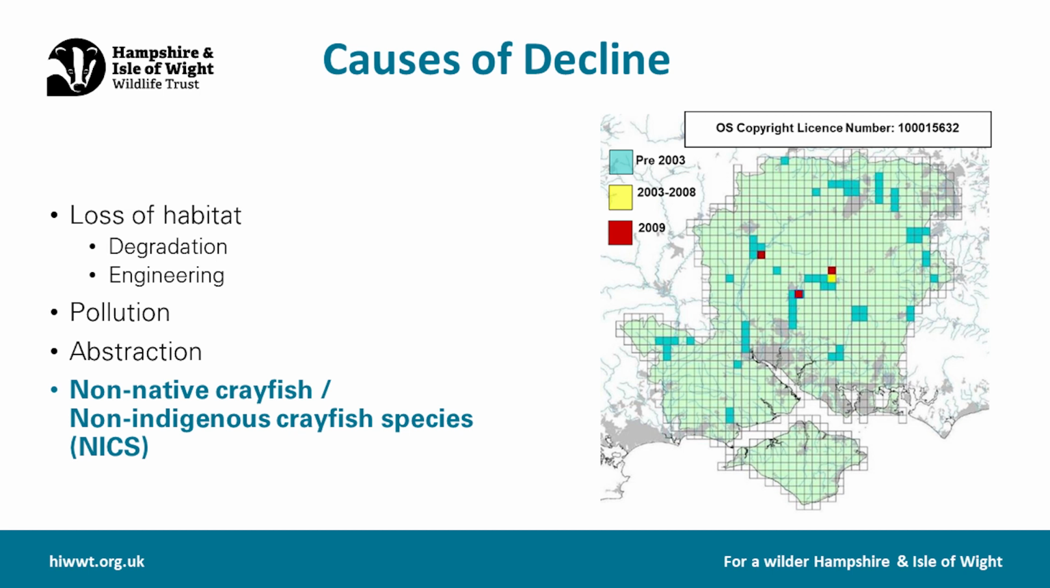Another impact can be over abstraction of water from the rivers for consumption and human use, particularly as the main remaining populations we have in Hampshire are up on the chalk streams right up in the top of the Itchen, these little tributaries, which if more water is taken from the rivers, then these are the areas that can be most affected. But by far the biggest driver and accelerator of the decline of white-clawed crayfish in the UK since the mid to late 1970s has been non-native crayfish, or another acronym for you, non-indigenous crayfish species, otherwise known as NICs. There are 7 of these species known to be in the wild in the UK.